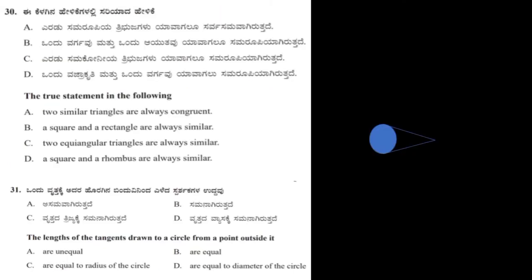For the true statements in the following options, first one is: two similar triangles are always congruent. It's not possible. Congruent triangles may be similar, but similar triangles are not always congruent.